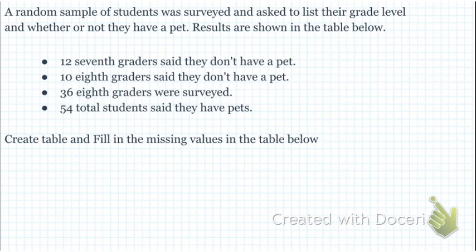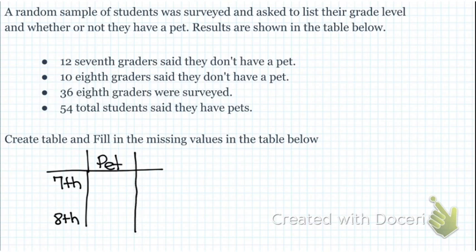So in order to create a table, we're going to start by listing off. It says the first thing was their grade level. So we got 7th and we got 8th. Okay, so we're going to make a line above that. Now, first one says whether they have a pet. So if you got a pet, we're going to put pet. We're going to break that down. We're going to say no pets, because they wanted to know whether they had a pet or not.